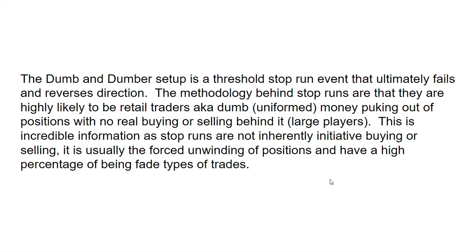So the Dumb and Dumber setup is a threshold stop run event that ultimately fails and reverses direction. The methodology behind stop runs is that they are highly likely to be retail traders, aka the dumb money, which is the uninformed money, puking out of positions with no real buying or selling behind it, meaning the larger players. This is incredible information, as stop runs are not inherently initiative buying or selling. It is usually the forced unwinding of positions that have a high percentage of being fade types of trades.